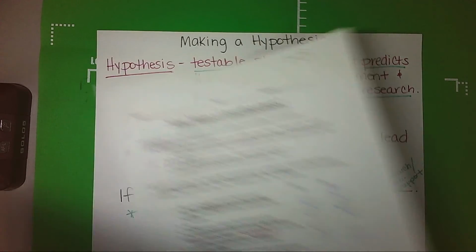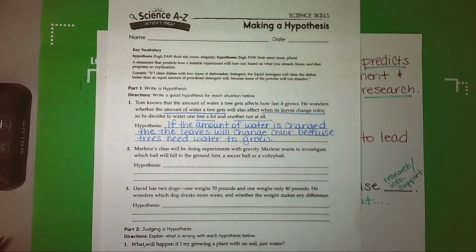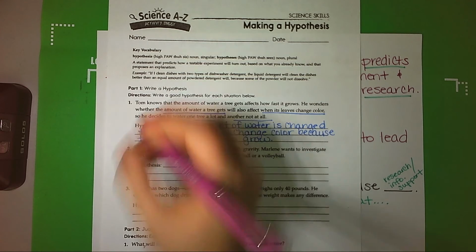Okay, so let's look at another one. If you are given an experiment and you have to come up with a hypothesis, this would be a great example. Tom knows that the amount of water a tree gets affects how fast it grows. He wonders whether the amount of water a tree gets will also affect when its leaves change color. So he decides to water one tree a lot and another not at all. So a hypothesis could be, if the amount of water is changed, then the leaves will change color because trees need water to grow. I just noticed a typo right there.